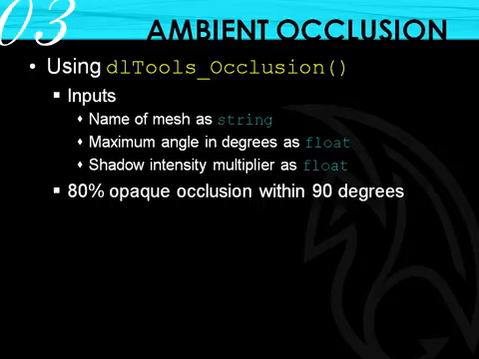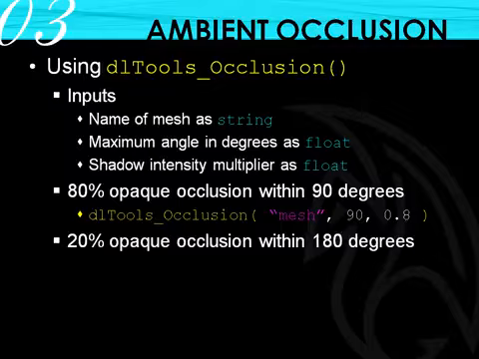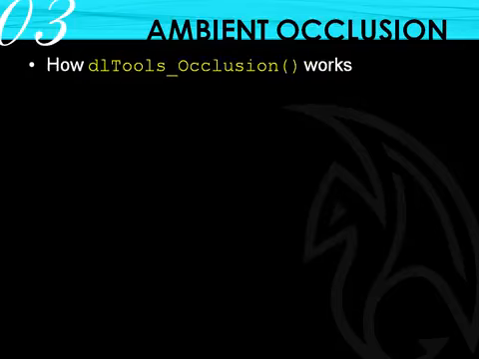So here's an example of where we would make an 80% opaque occlusion, so 80% shadow intensity within 90 degrees. So we'd use DL Tools _ occlusion. The name of our mesh is going to be mesh. We want to create ambient occlusion within 90 degrees or less, and we want to have 0.8 shadow intensity. 0.8, which represents 80% essentially. Here again, 20% within 180, we would do mesh 180 and 0.2. So let's look at how this works under the hood.